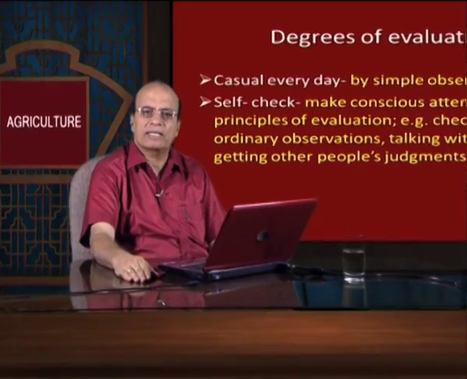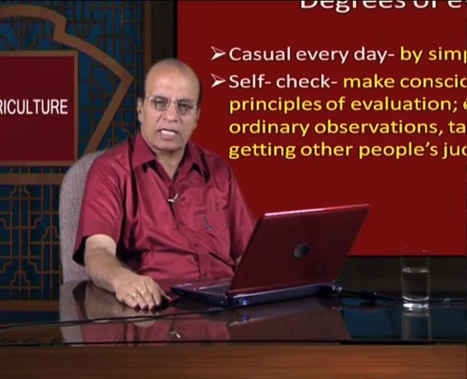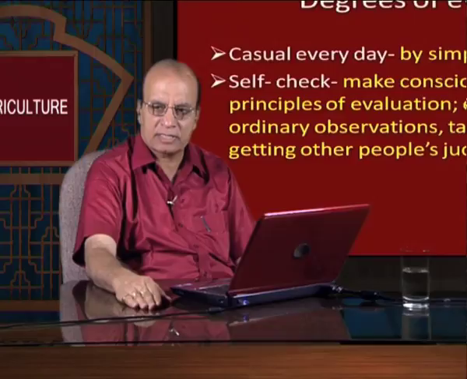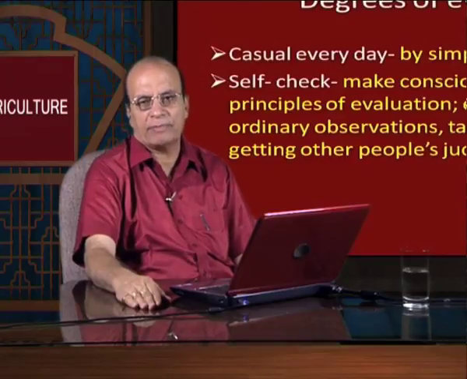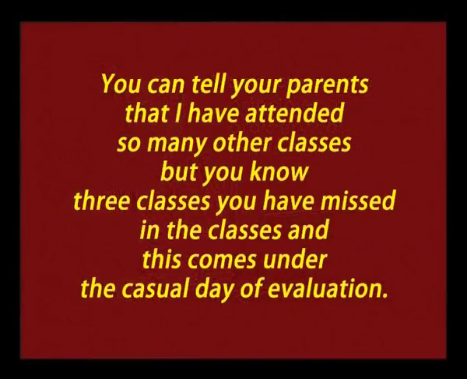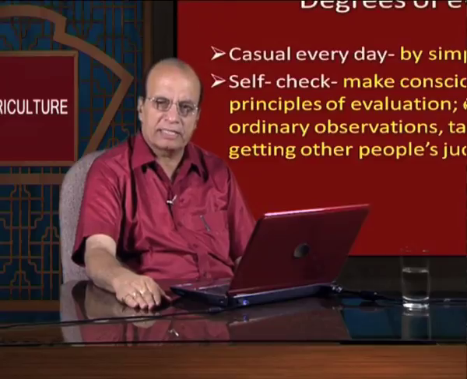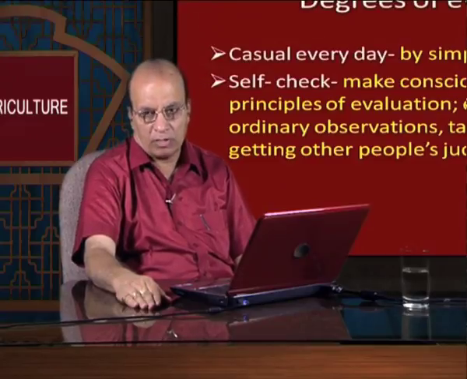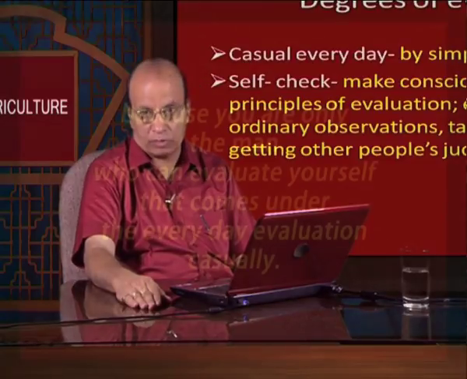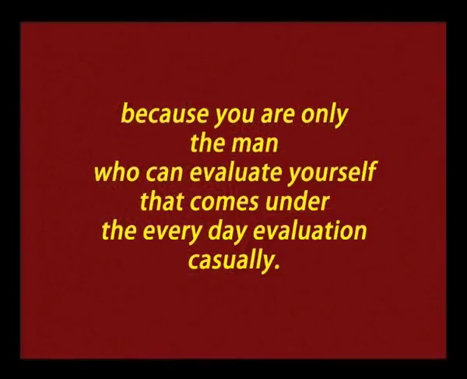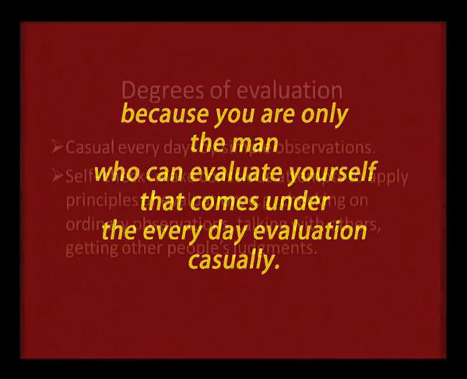Suppose you are a student in the class, you must know how many classes you have attended today and how many you have missed. This evaluation you can take care of yourself. You can tell your parents that you have attended so many classes, but you know 3 classes you have missed, and this comes under casual everyday evaluation. Every day you evaluate yourself, which can improve your competence and effectiveness, while you are a student or employed somewhere else, because you are the only one who can evaluate yourself.